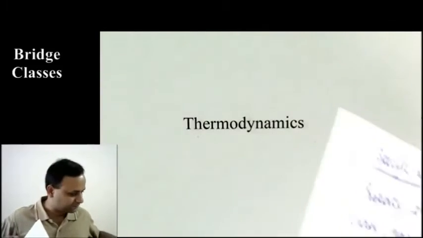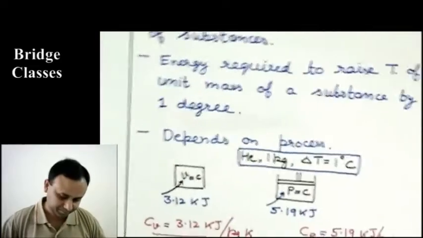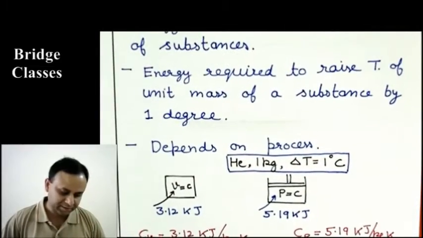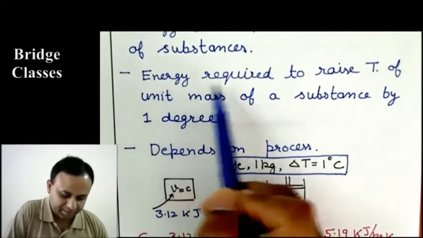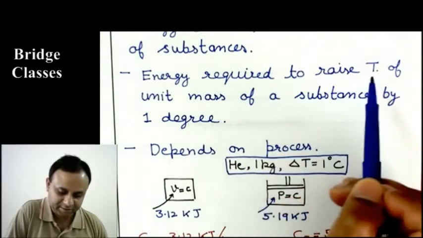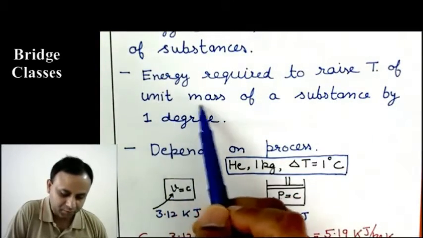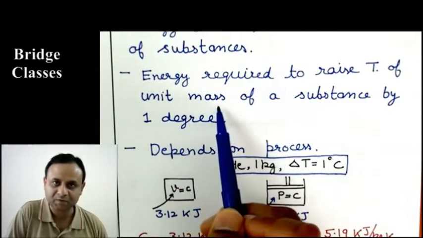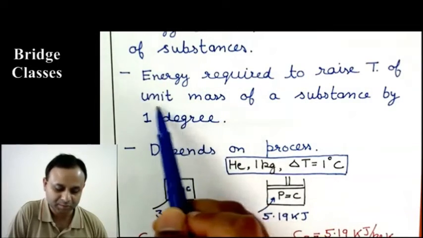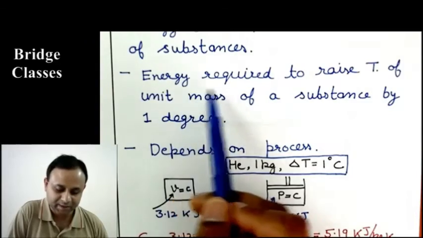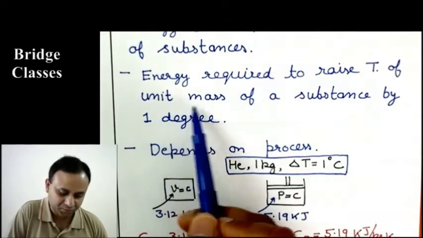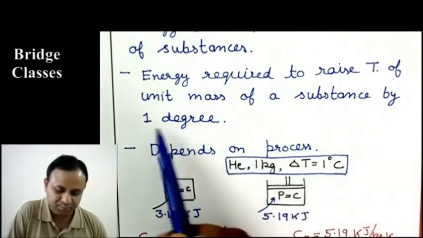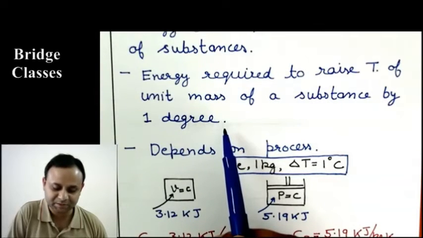Now, how is this specific heat defined? It is defined as the energy required to raise the temperature of a unit mass of a substance. So you can say 1 kilogram, 1 gram, or 1 mole, 1 kilomole, but it is per unit mass. Energy required to raise the temperature of a unit mass of a substance by 1 degree. Okay, that is specific heat.